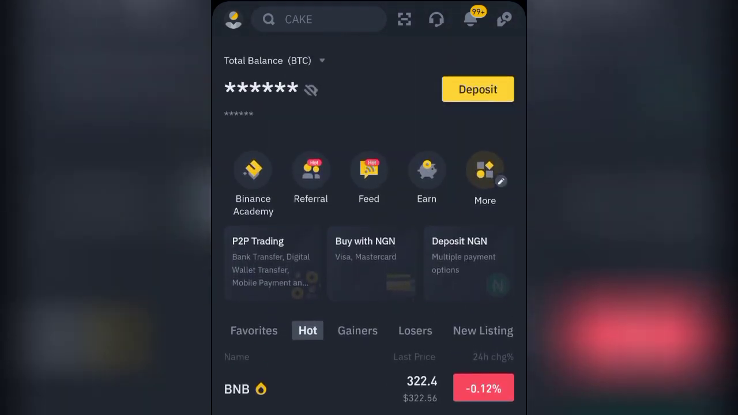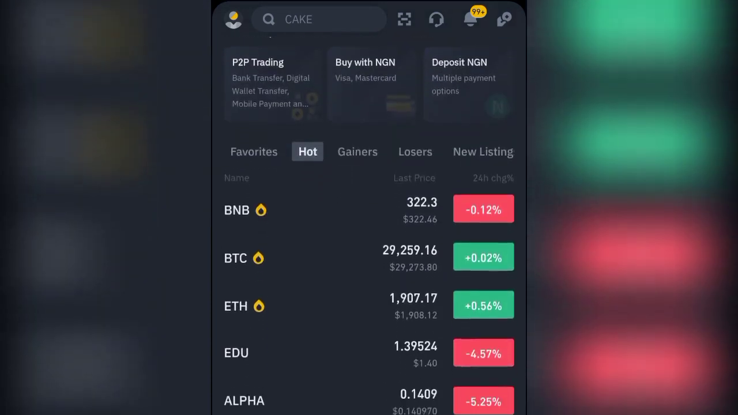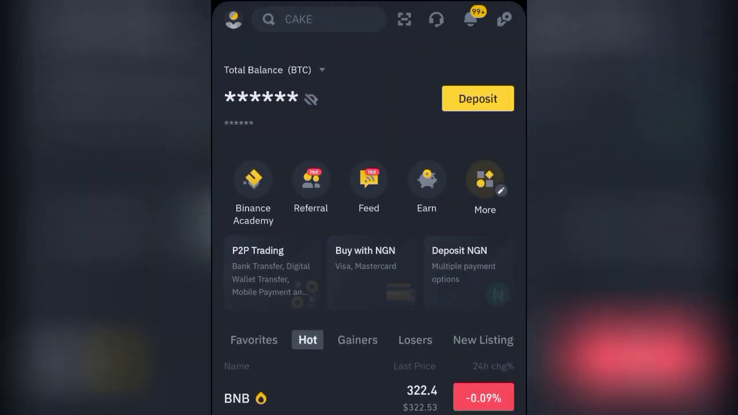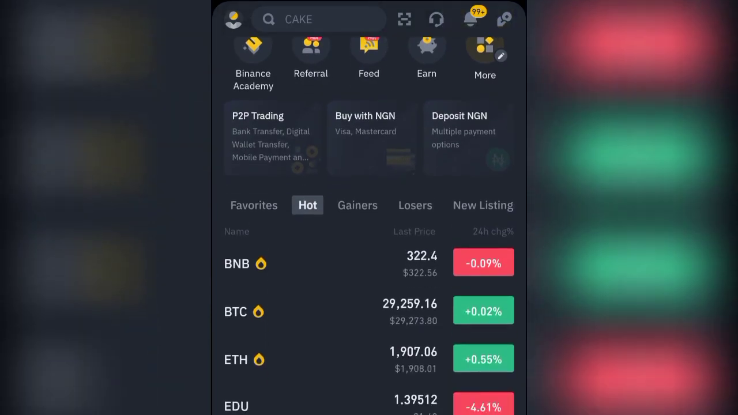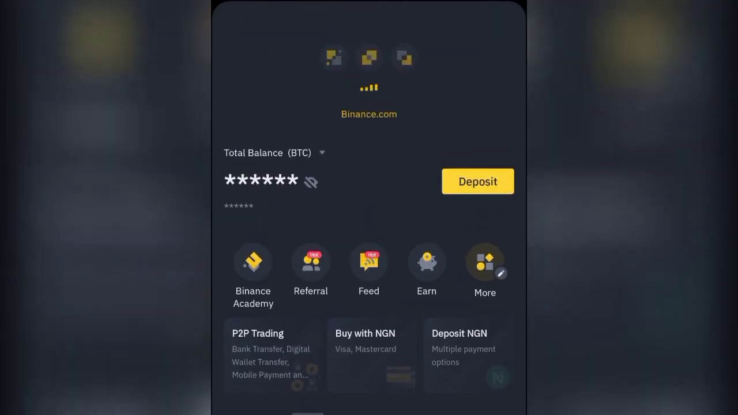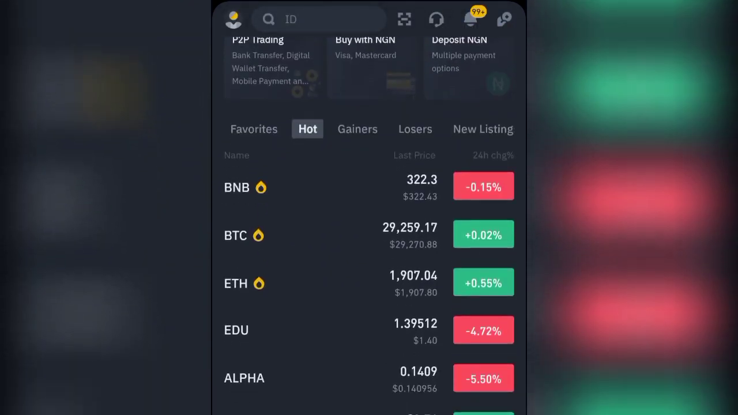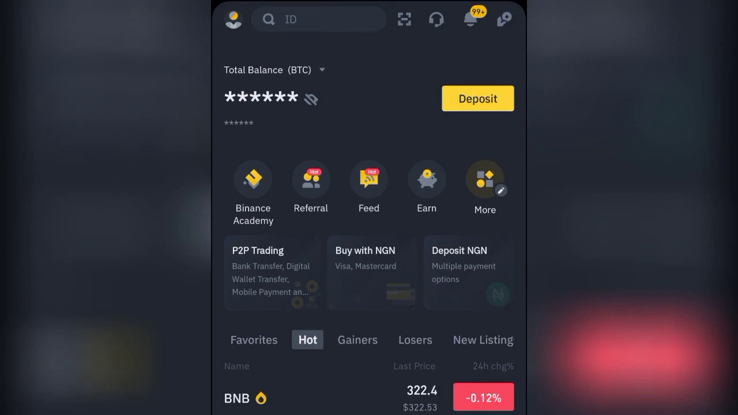So to get started, I'm going to be using my Binance app, but it's not applicable to Binance alone. Whatever platform you are using for your trading, it is the same thing. So all you just need to do is to watch this video from the beginning to the end carefully so that you will be able to understand every aspect of this video.